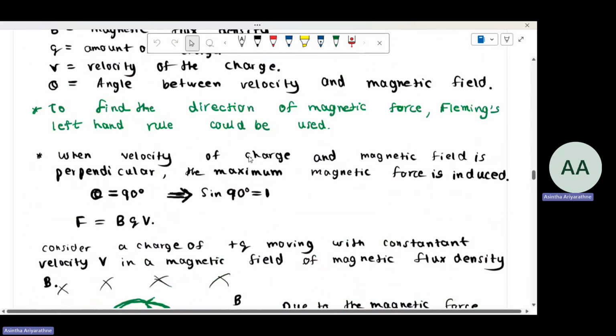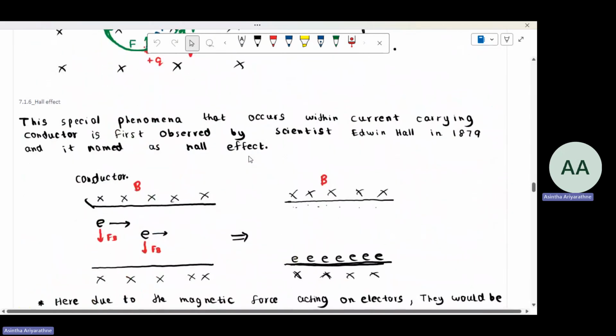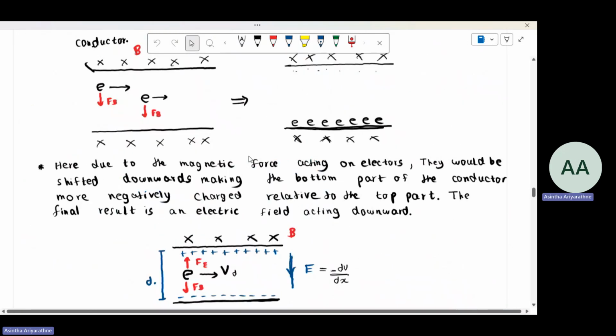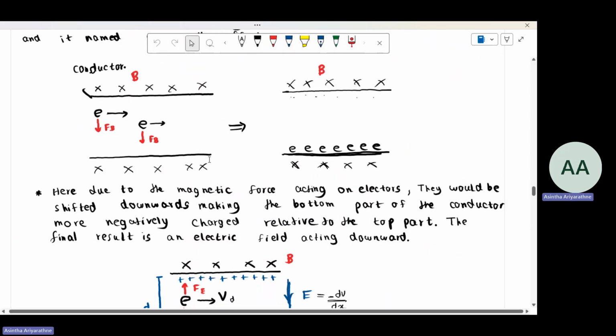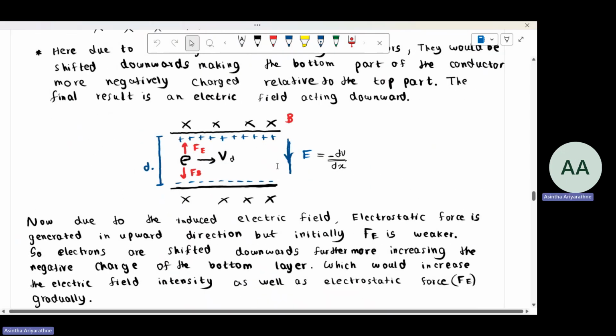Then today we learned about the Hall effect, which is a result of the magnetic force acting on electrons or current carriers, which would induce an electric field. Then after some time, after the steady state is attained, the electric force becomes equal to the magnetic force.